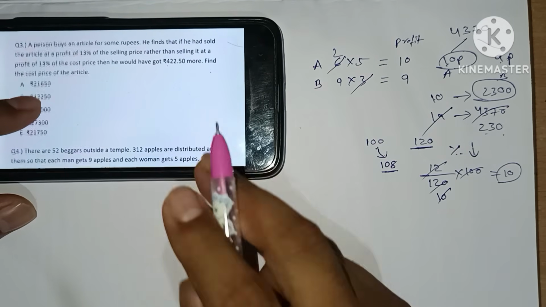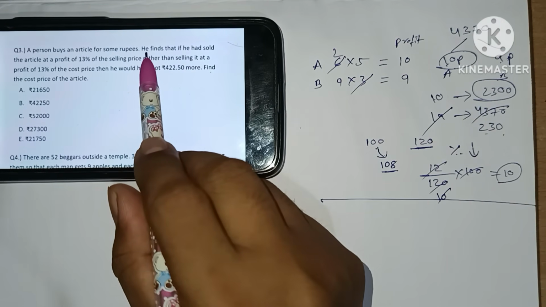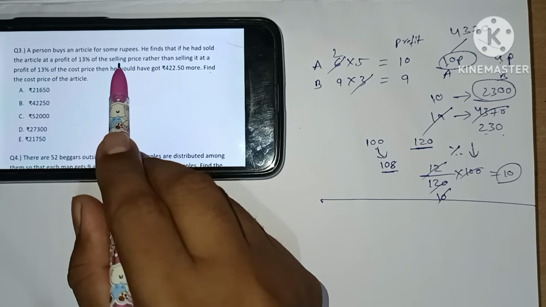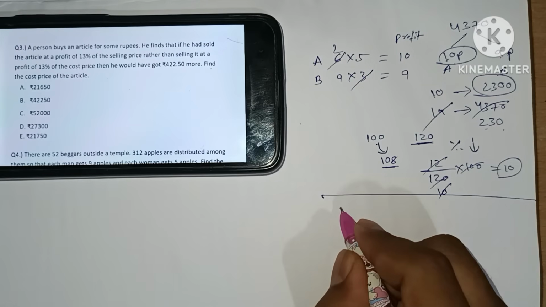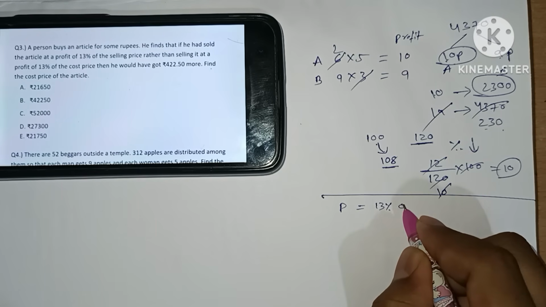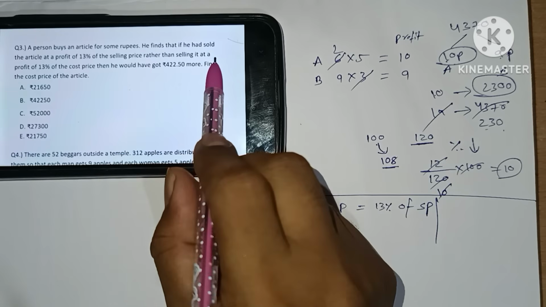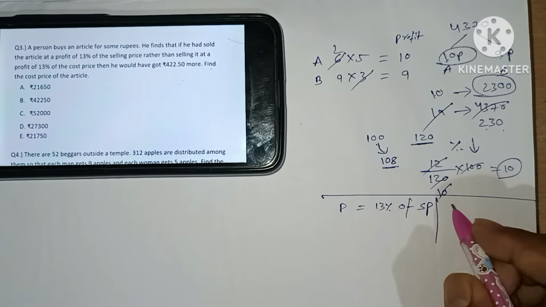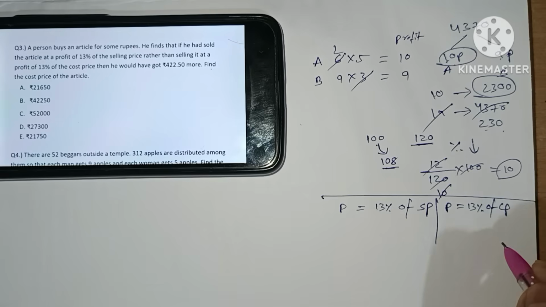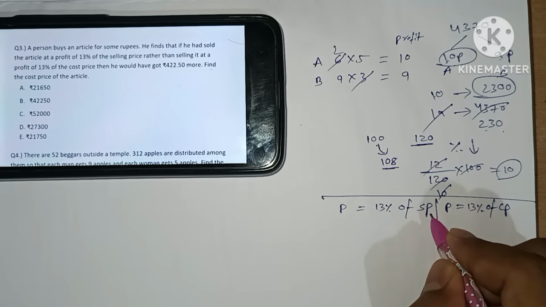Next, third question. A person buys an article for some rupees. He finds that if he had sold the article at a profit of 13% of the selling price, rather than selling it at a profit of 13% of the cost price, he would have got more. So there are two statements: profit of 13% of selling price, and profit of 13% of cost price. Here we don't know the selling price.